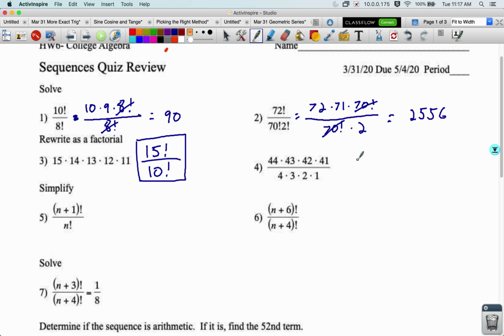Similar thing here. I want to do 44 factorial on the top and then a 40 factorial on the bottom to cancel everything after the 41. But then there's still some numbers in the bottom, 4 times 3 times 2 times 1. All right, that is 4 factorial. And that can be our final answer for that.